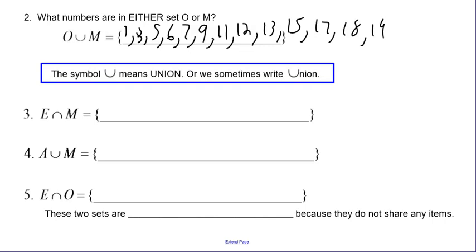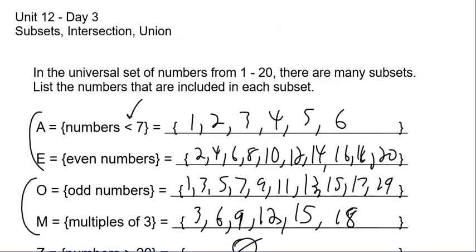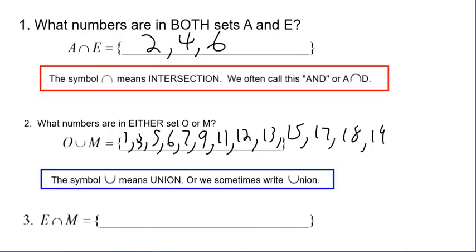So, what about E and M? Even numbers and multiples of 3. Which ones are in both E and M? We're looking for even numbers that are also multiples of 3. So that would be 6, 12, and 18.